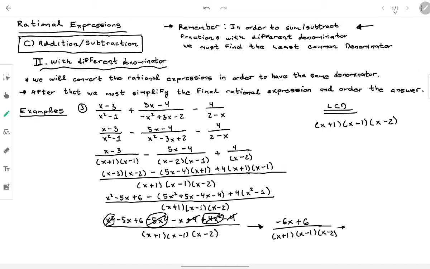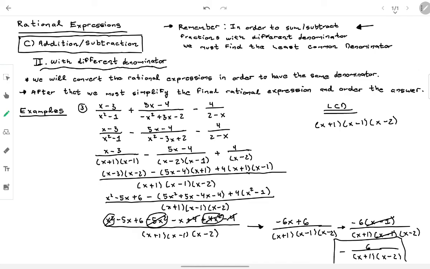After that, we can take out the minus 6 as a common factor. It's going to be x minus 1, all of it divided by x plus 1, x minus 1, and x minus 2. So we can eliminate this factor with this factor, and our final answer is going to be minus 6, all of it divided by x plus 1 that multiplies x minus 2. And this one is going to be our final answer.